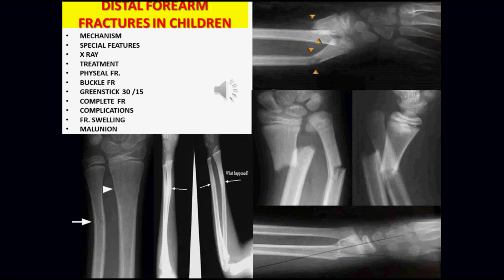Up to 30 degrees in a child below the age of 10 is accepted, and up to 15 degrees when the child is over 10 years. If the deformity is bigger than that, the reduction should be done by thumb pressure and immobilization in a cast, and follow up weekly for 6 weeks to check for the stability of reduction.